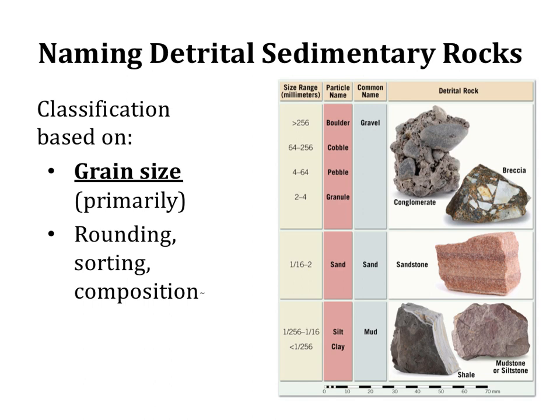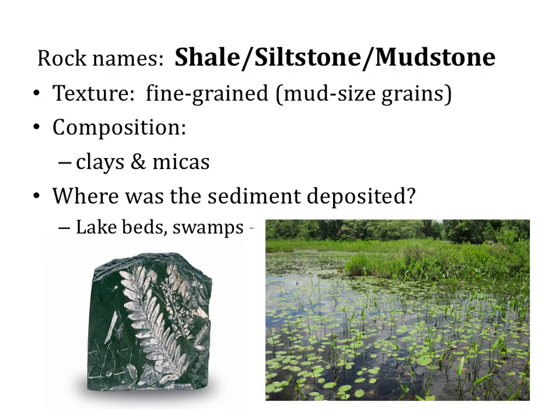So when we name the sedimentary rocks or classify them, grain size is the first characteristic we look for, and then rounding, sorting, and mineral composition come later. We're going to start with very fine grained sediment, so that's the first size category that we're going to do. And the rock names in this category include shale, siltstone, and mudstone.